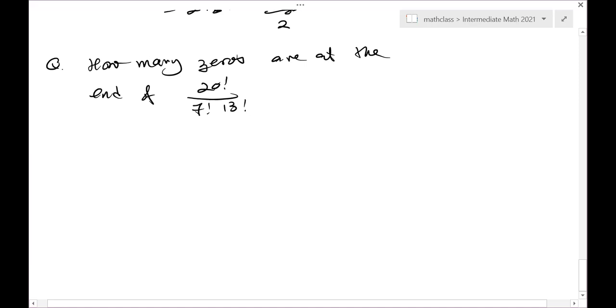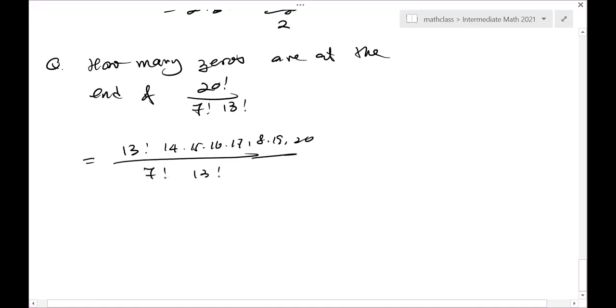All right, first of all, let's understand the factorial. 20 factorial can be written as 13 factorial, and then 14, 15, 16, 17, 18, 19, 20, and here divided by 7 factorial, 13 factorial. So 13 factorial is gone. And the 7 factorial, I really care about, is 1 times 2 times 3 times 4, 5, 6, and 7. Now, first of all, let's see how many 2s you're going to get.